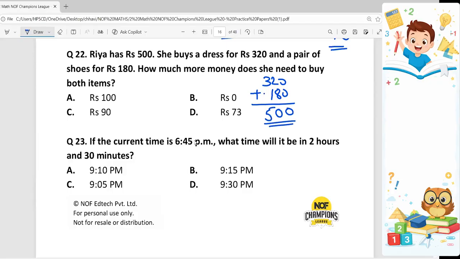So she needs 500 rupees to buy both items. And how many rupees does she have? She has 500 rupees only also. So that means she can buy it, and how much will be remaining? Nothing. 500 minus 500, 0. So the answer to this is option B, 500. Sorry, 0.